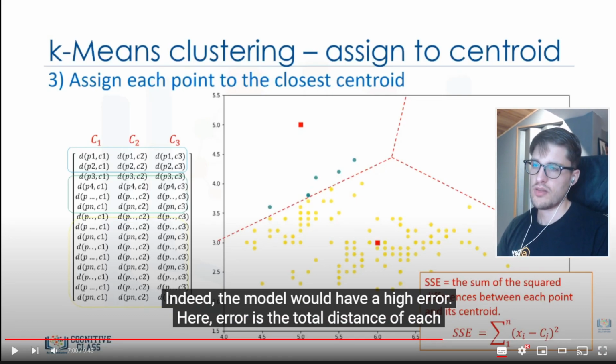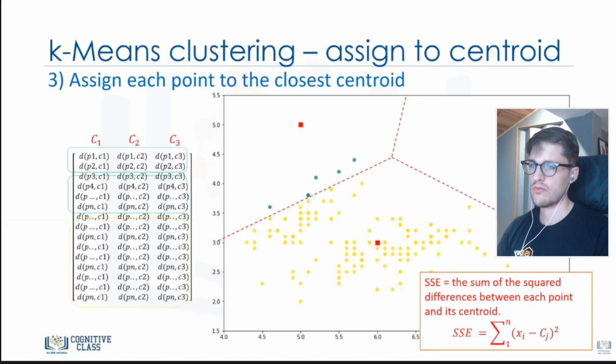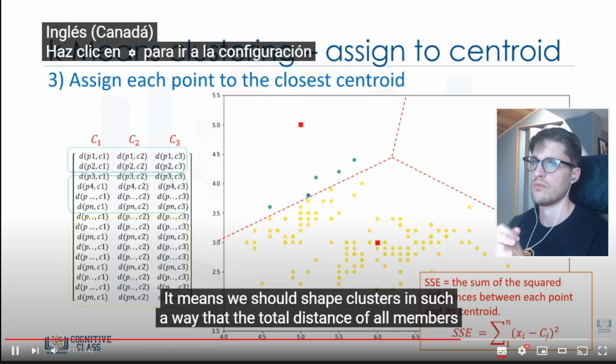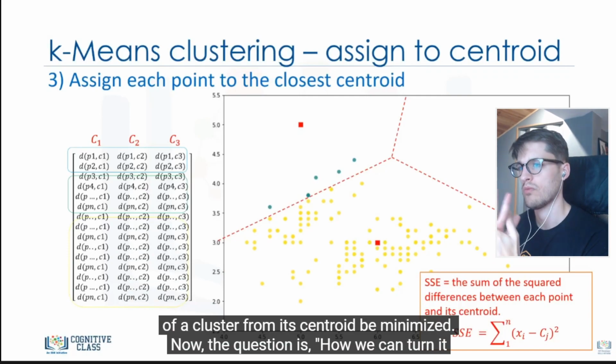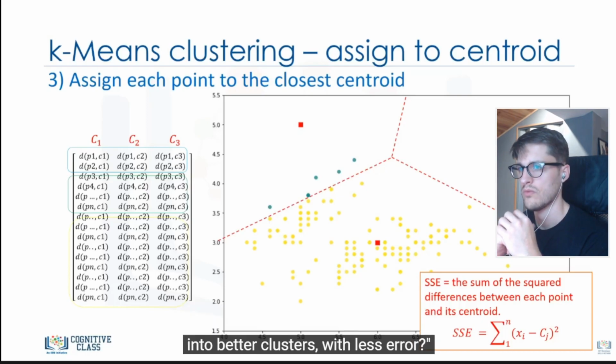Entonces, hay una fórmula para calcular esto. Error is the total distance of each point from its centroid. It can be shown as within cluster sum of squares error. Intuitively, we try to reduce this error. It means we should shape clusters in such a way that the total distance of all members of a cluster from its centroid be minimized. Now, the question is, how can we turn it into better clusters with less error?